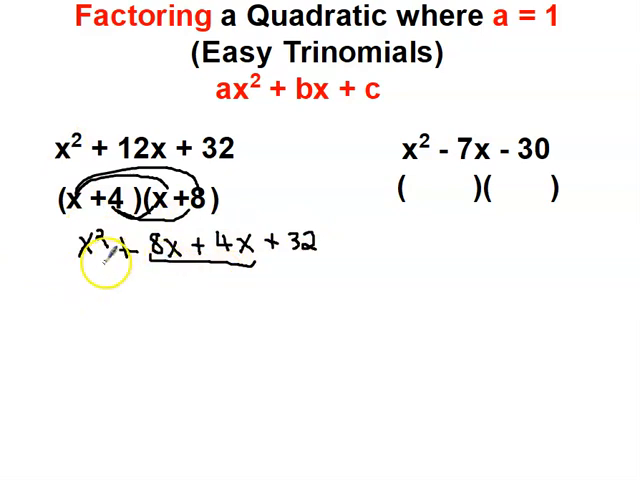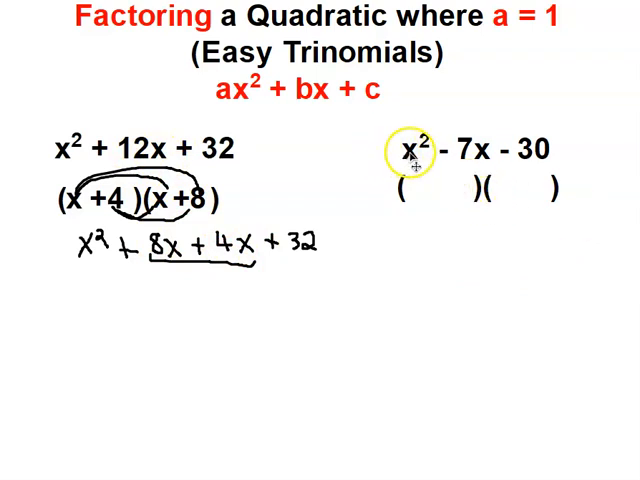Notice how this looks like the problems from our solving by grouping. If I were to group these first two terms and these second two terms and take out the GCFs, guess what? I would get this. So we're going to go to that type of method of solving these when we get to the harder trinomials, when a is not equal to 1. But anyway, I just wanted to quickly check to see if I got back to this problem. And sure enough, 8x plus 4x gives me 12x.